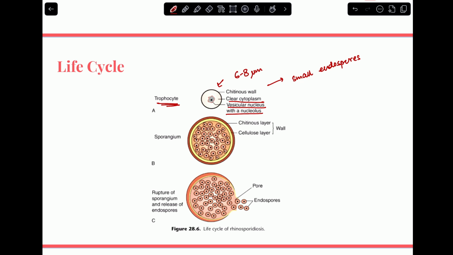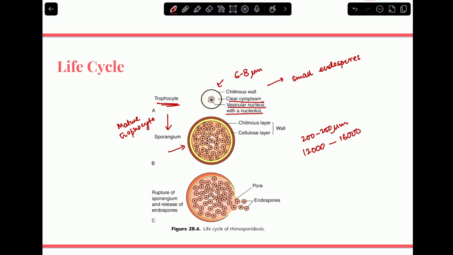Now, from here, we move on to the next stage, which is the development of sporangium. When a trophocyte has matured, a mature trophocyte will develop into a sporangium. The sporangium is about 200 to 250 micrometer in diameter, and this contains about 12,000 to 16,000 endospores. And as you can see, the sporangium has a very different structure compared to the trophocyte.